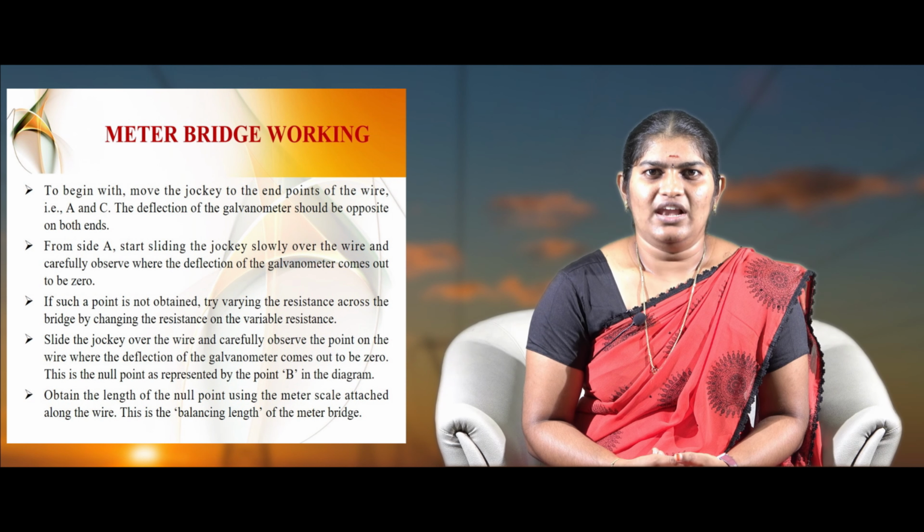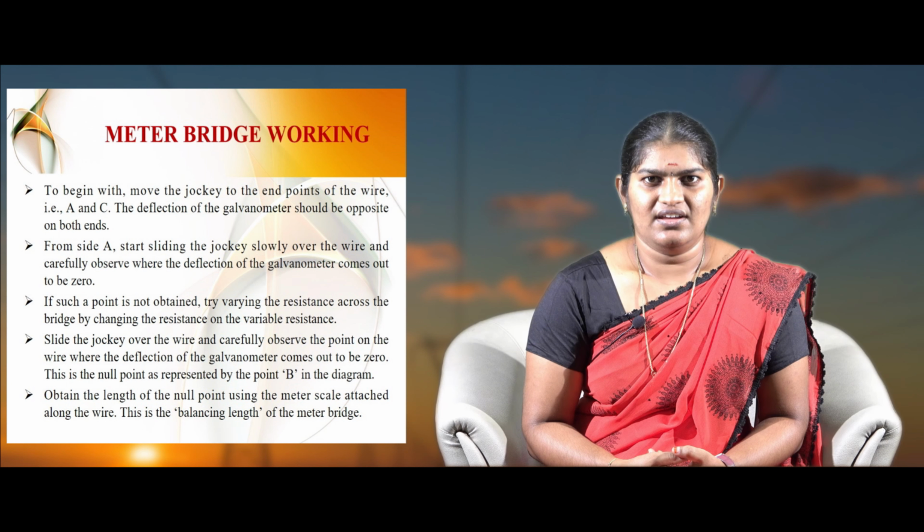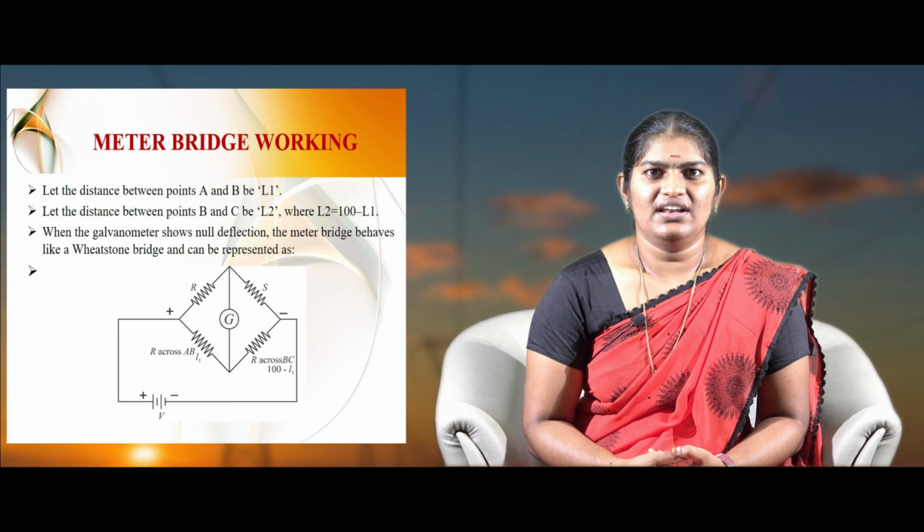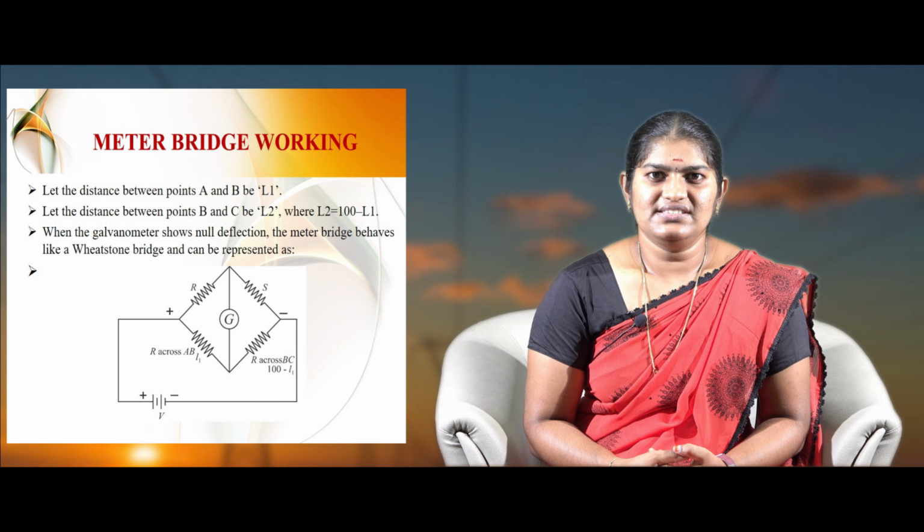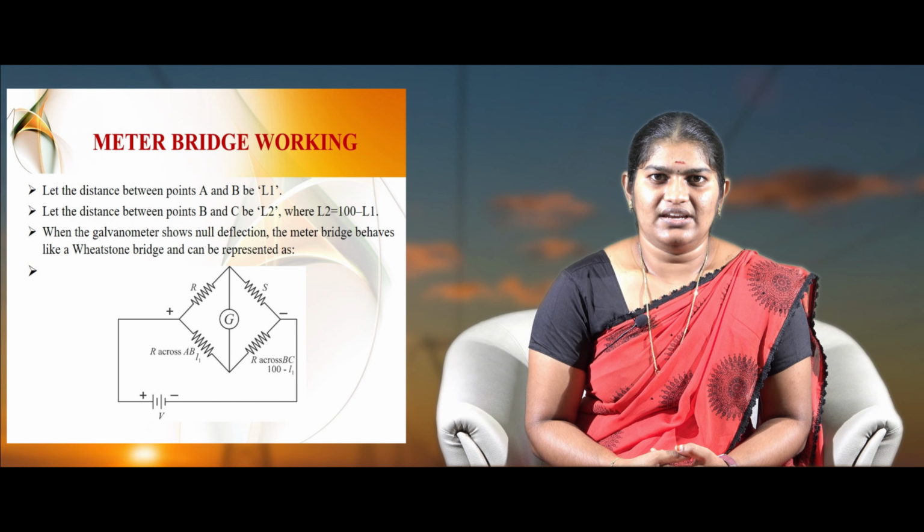Obtain the null point using a meter scale attached along with the wire. This point is called the balancing length of the meter bridge. Let the distance between points A and B be L1. Let the distance between points B and C be L2, where L2 is equal to 100 minus L1. When the galvanometer shows a null deflection, the meter bridge behaves as a Wheatstone bridge, as shown in the diagram below.